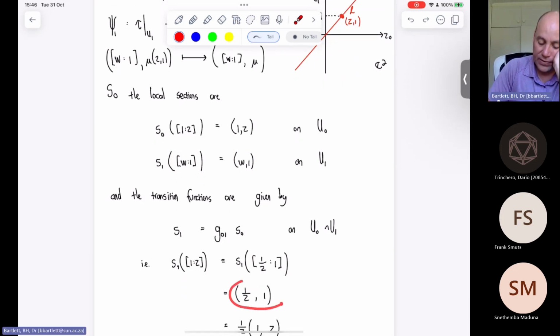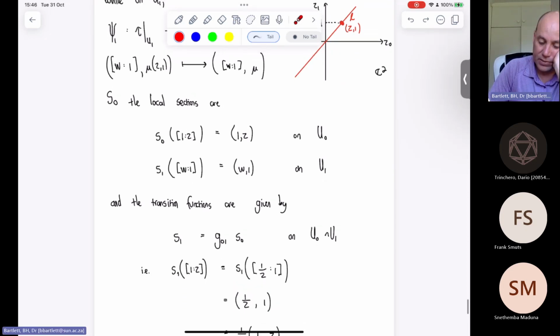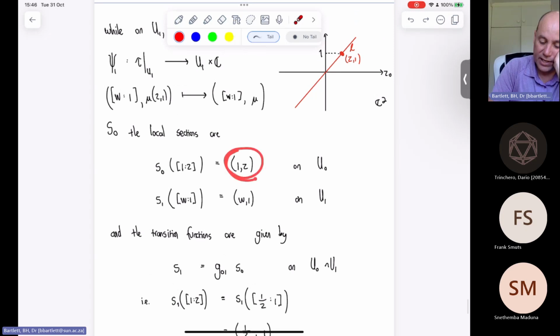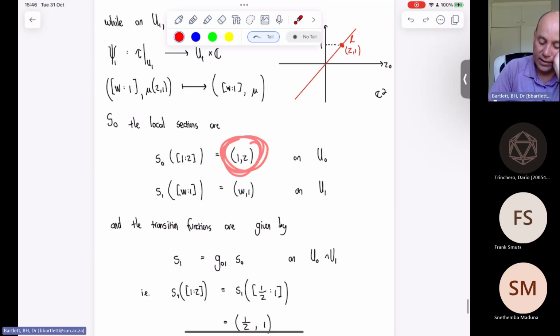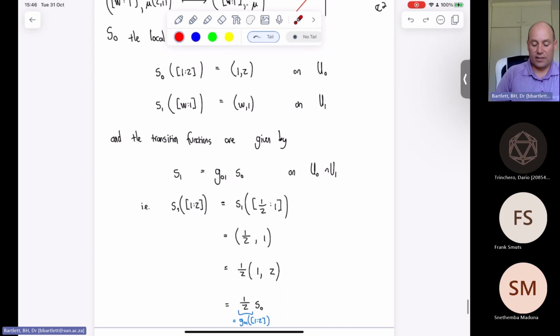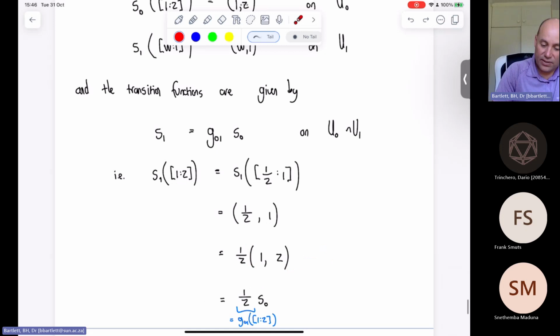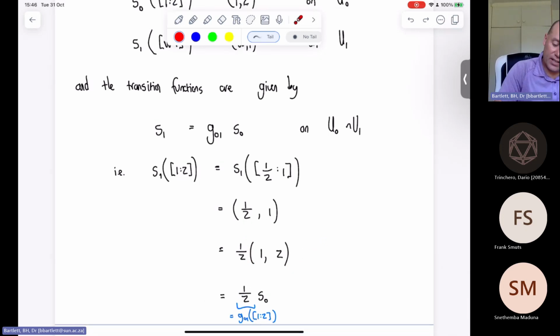And now I want to write this vector as something times the S0 vector. You see, I want to write it as something times a vector of this form. Vectors of this form are where the first coordinate is 1. So I have to make the first coordinate 1 here, so I can take out 1 over z in front, and then I can write it as 1 over z times this vector here. So this is my S0 vector. So I've just shown that the S1 vector is 1 over z times the S0 vector. So that's why 1 over z is my transition function.